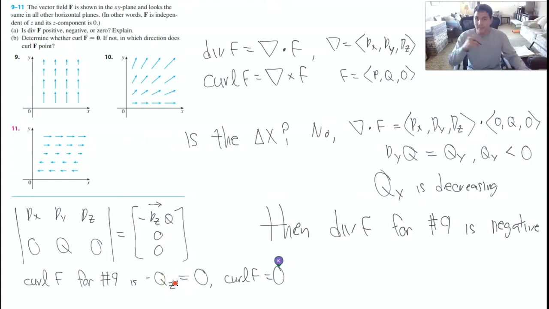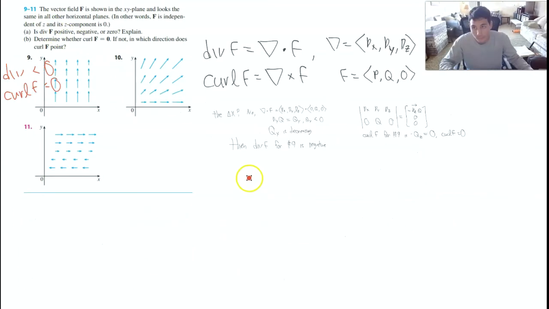Okay. That's it. So I'll write the facts down right on number 9. I'll write them in red. So div is less than 0 and curl of f is equal to 0. That's all you need to know for number 9. Let's do the same thing for number 10 and 11.